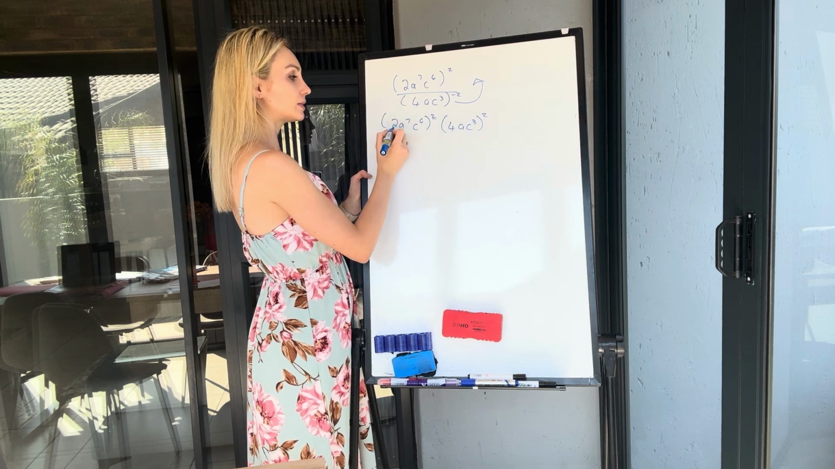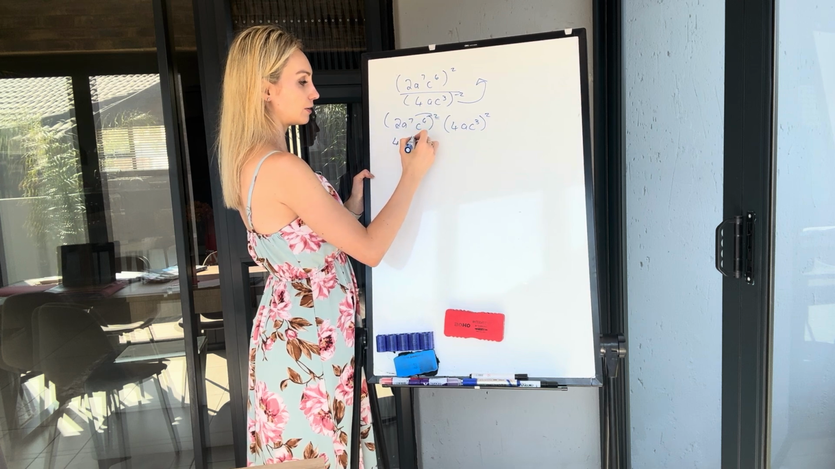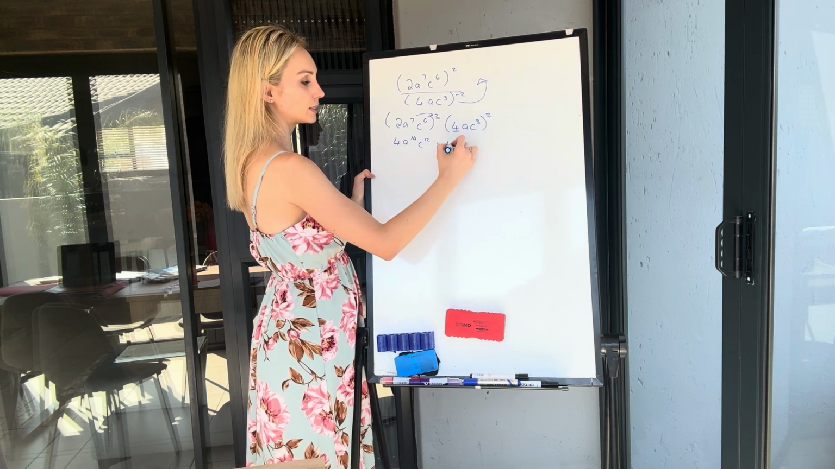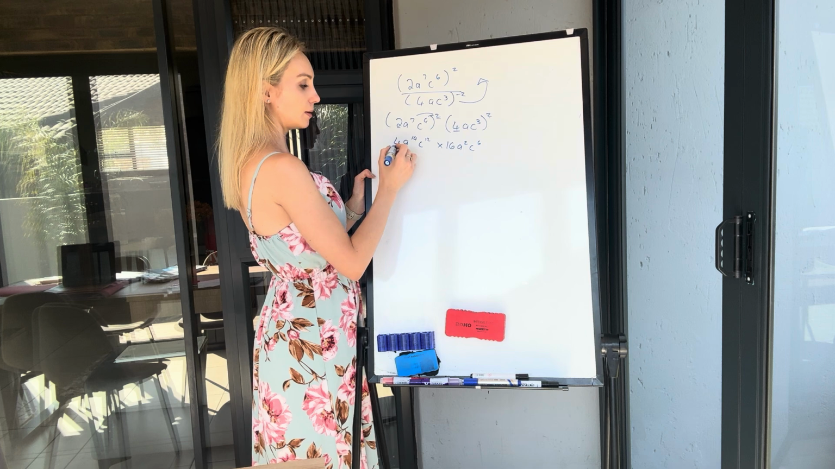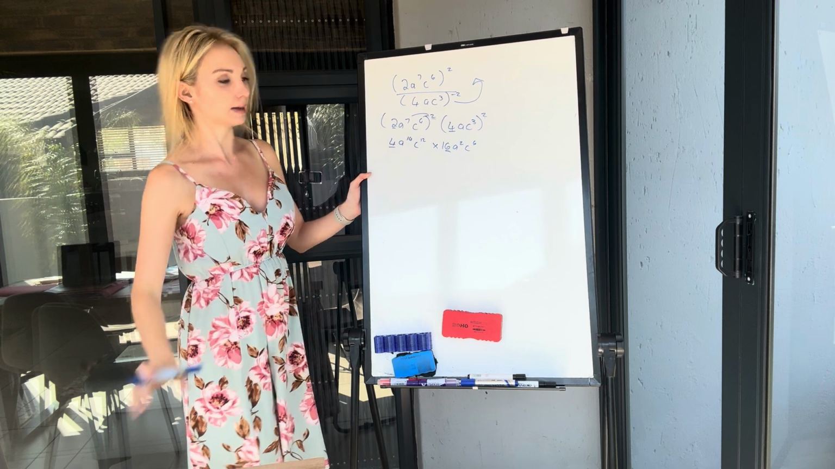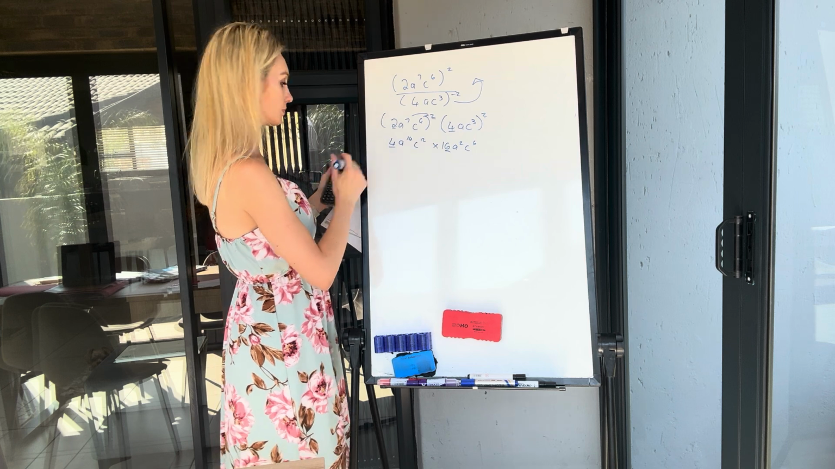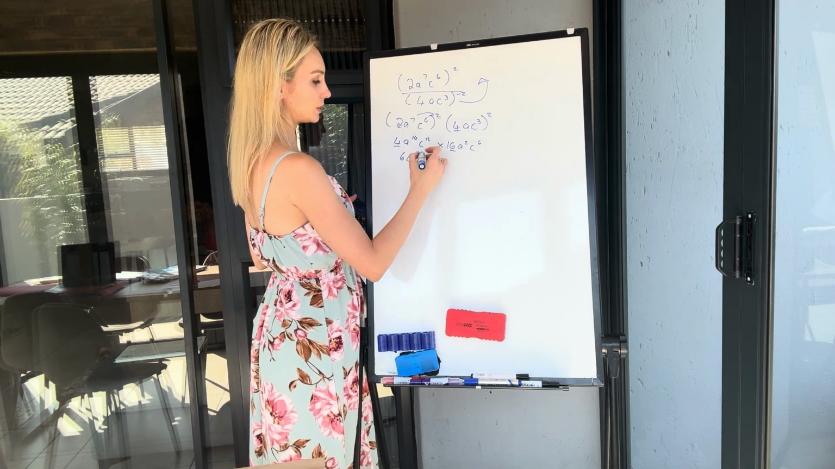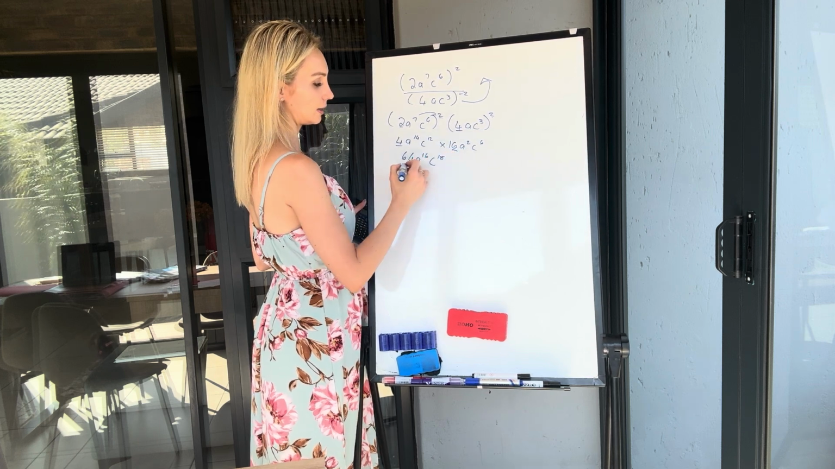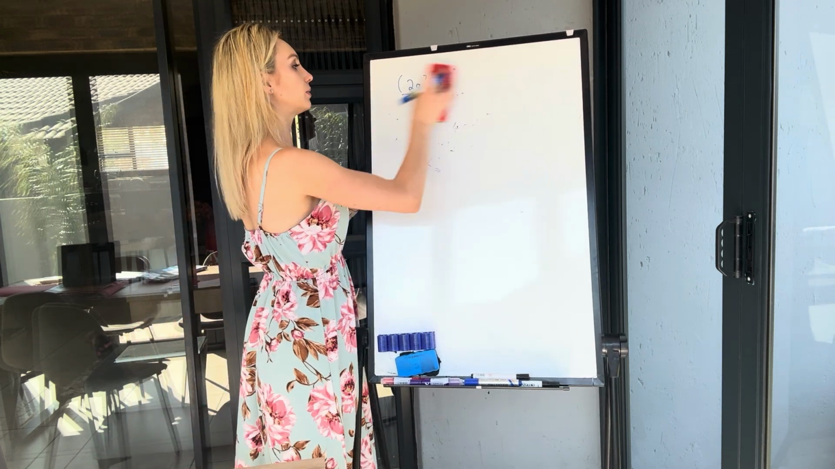Now I can say 2 to the power of 2 is equal to 4, and then I can multiply the exponent. So then I get a to the 14, c to the 12. Multiply with 4 to the power of 2, which is 16, a to the 2, c to the 6. Multiply these two together, and I end up with 64, a to the 16, c to the 18. So that's that one done and dusted. Let's have a look at another one.